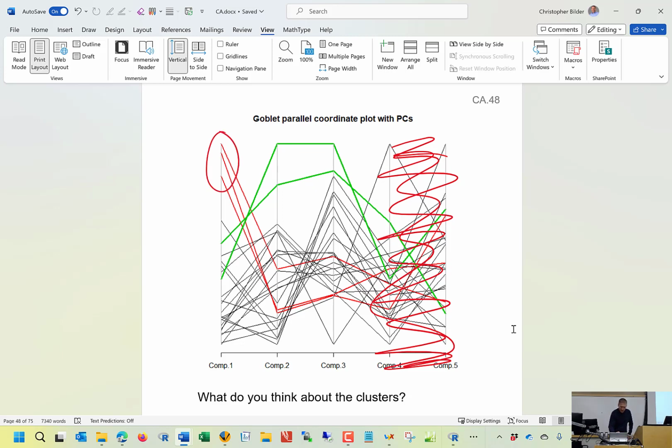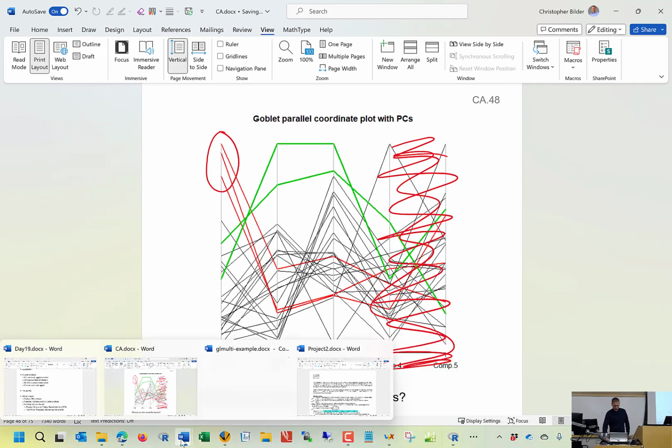Notice for principal component number 1, that really separates out the red. That corresponds to observations 4, I think 15 and 17. The green is 23 and 24. So you can use those plots, and this is what you will need to do at times for your project.